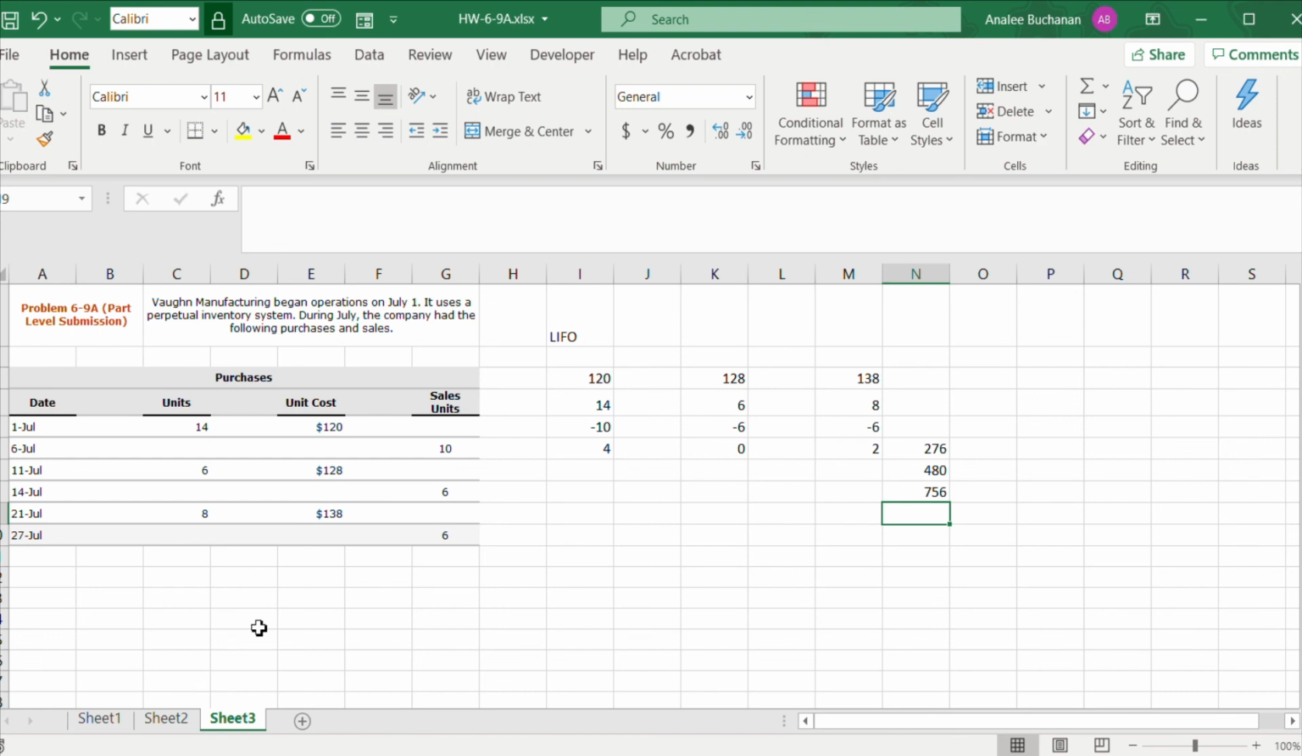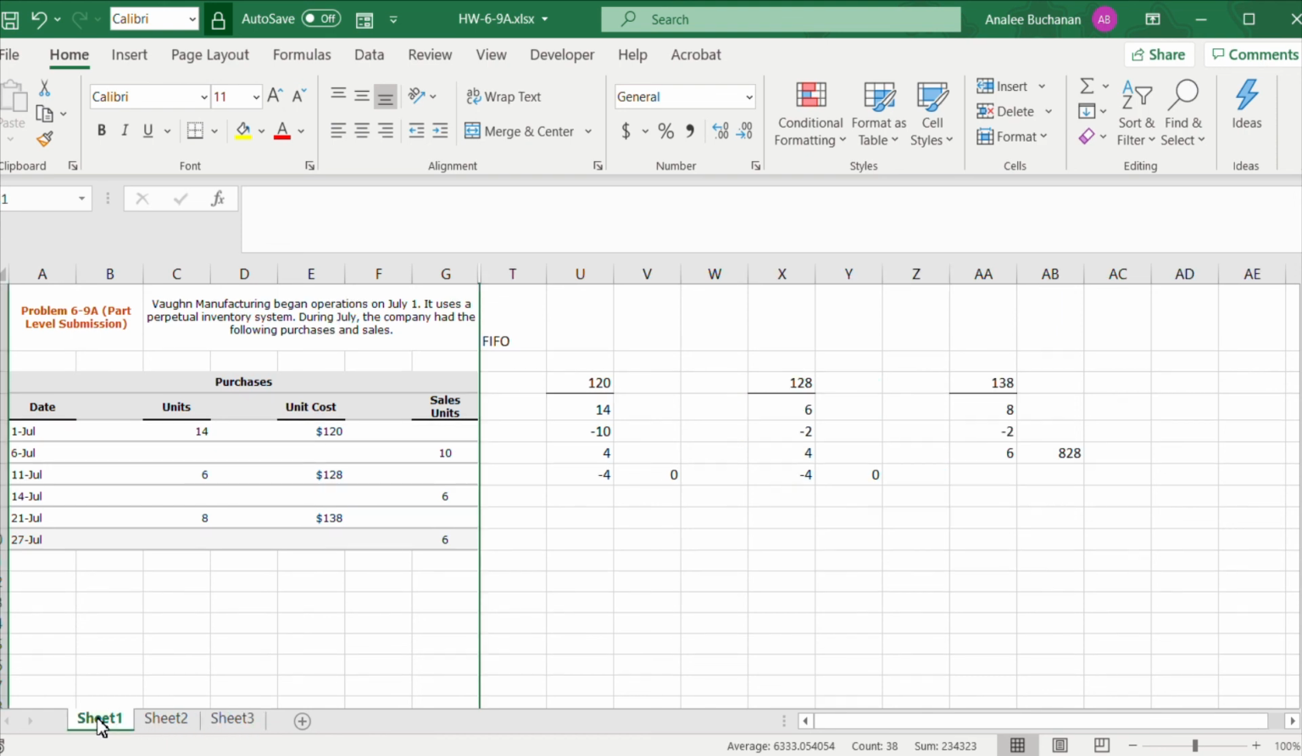And then our last thing they ask is which one of these 3 is the lowest or is the highest. And obviously, just looking at all 3 numbers, that is going to be our first in, first out at 828.